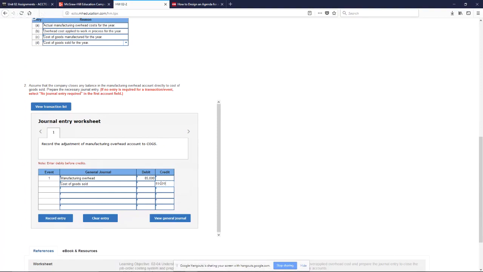Assume that the company closes any balance in the manufacturing overhead account directly to cost of goods sold. Prepare the necessary journal entry. So I've got that. So this is recording the adjustment, and that's why I think it's 40,000. But again, I don't know.